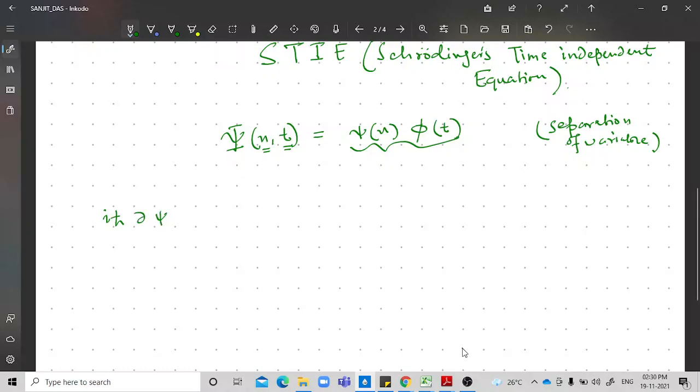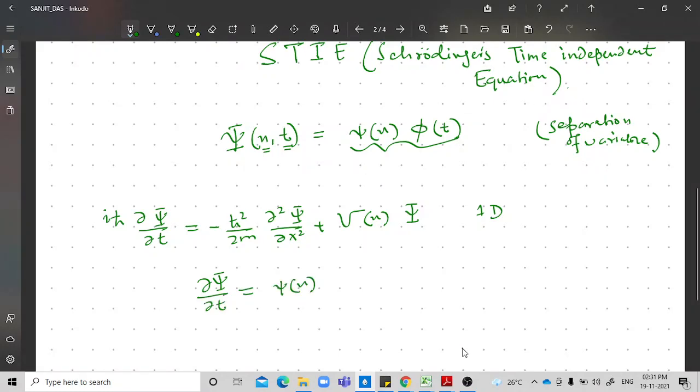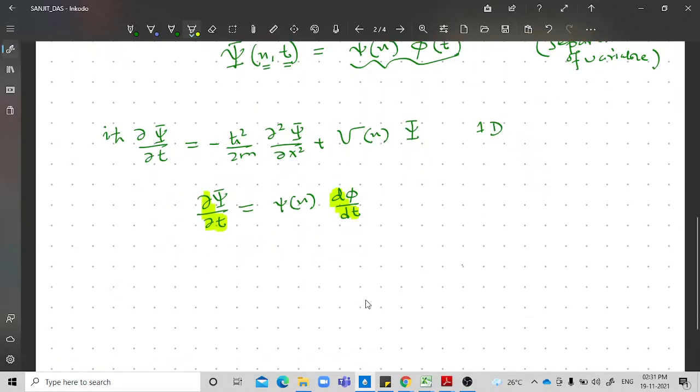I h bar dou psi by dou t is equal to minus h bar square by 2m dou 2 psi by dou x2 plus V of x psi. This is the equation in 1D. So let us try to do the differentiation. Dou psi by dou t, it will be what? It will be d phi by dt. Carefully observe the difference. Here it is a partial derivative, here it is a total derivative, because small phi is a function of t only, so there is no meaning of partial derivative here.